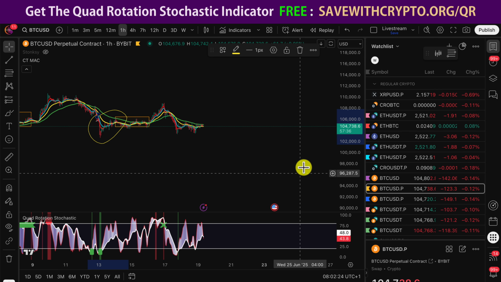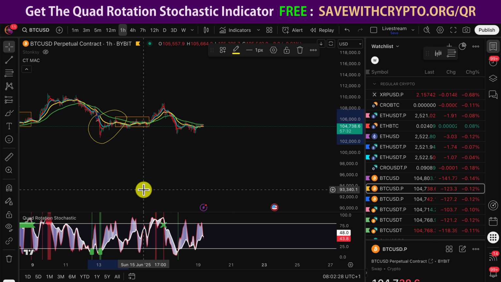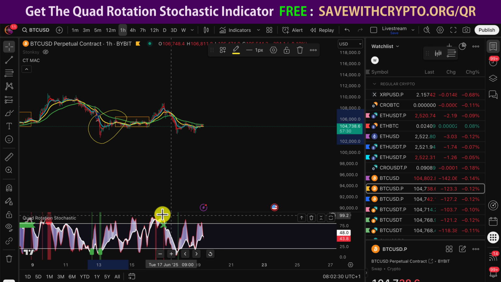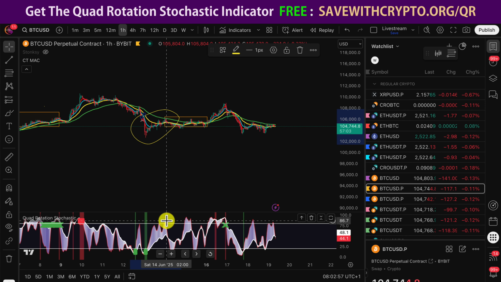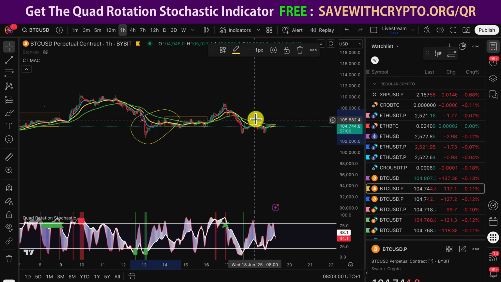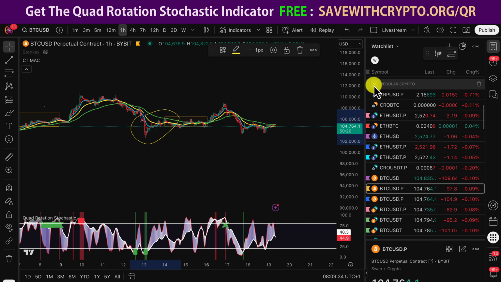I'm going to be looking on the 1 hour time frame with the quad rotation stochastic indicator. I'm going to be looking for spaces here at the top and here at the bottom. And I think my plan is going to be look for these spaces, and if I see them down here, I might try a few small longs. And if I see some spaces at the top, I'm going to think about going short, probably in a more heavy way. That's my plan.